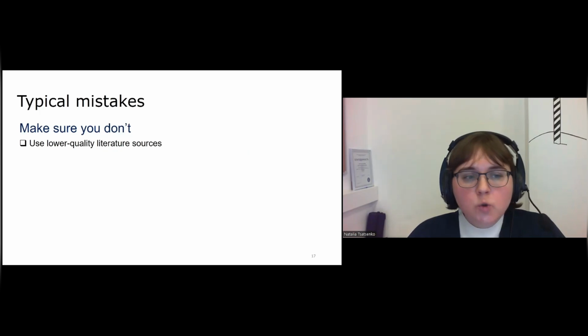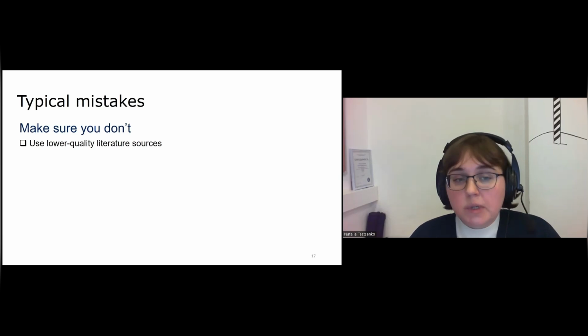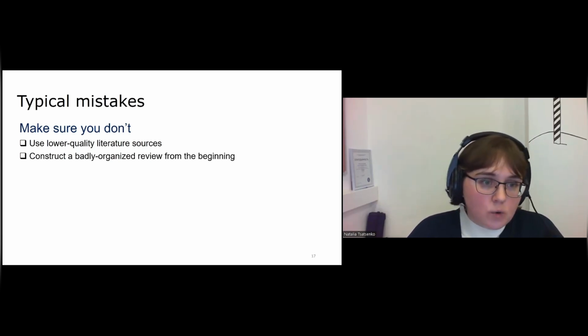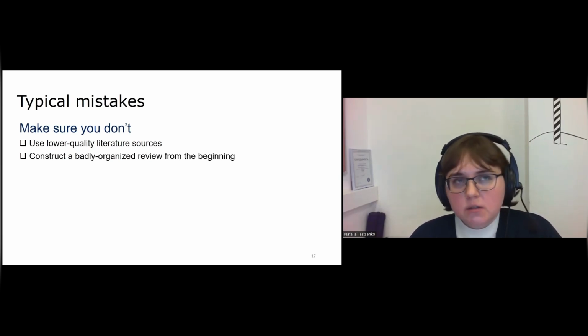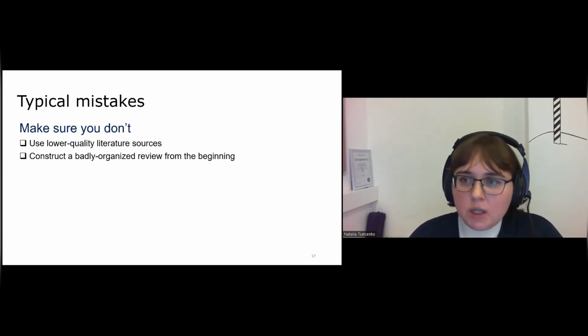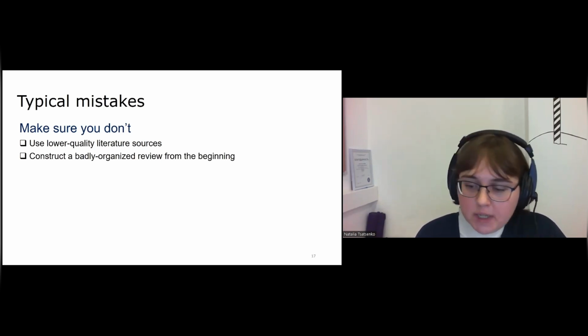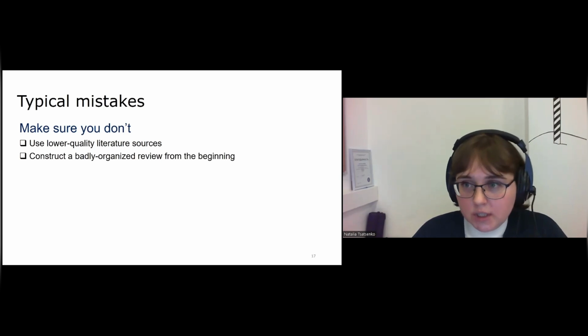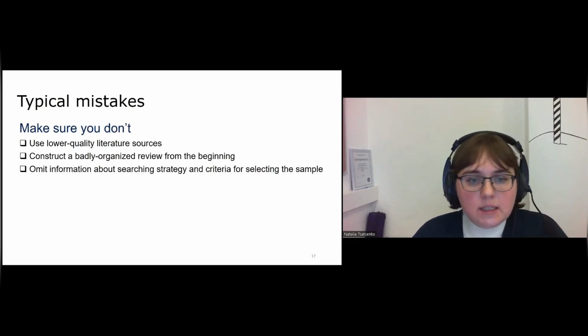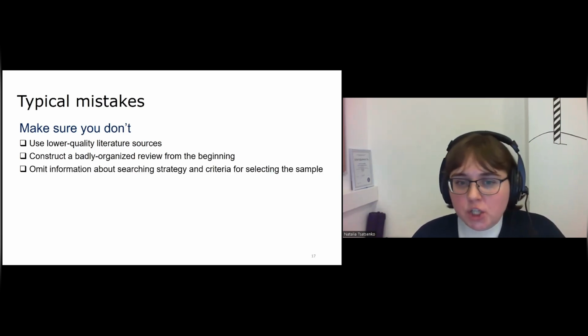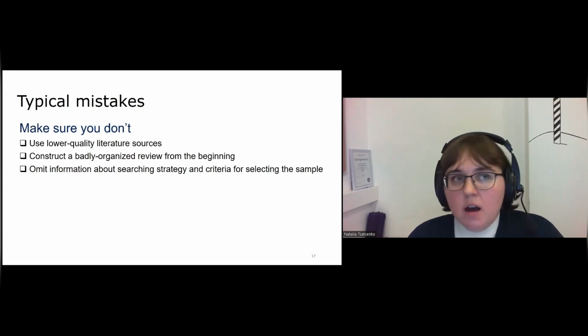First of all, sometimes we can use lower quality literature sources. I'm sure that it mostly belongs to students, but sometimes it could happen. The second is that we can organize the writing process from the beginning without a clear purpose, which means a badly organized review from the beginning. Try to avoid this.